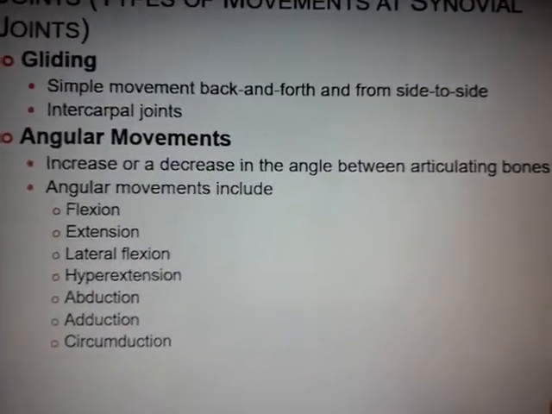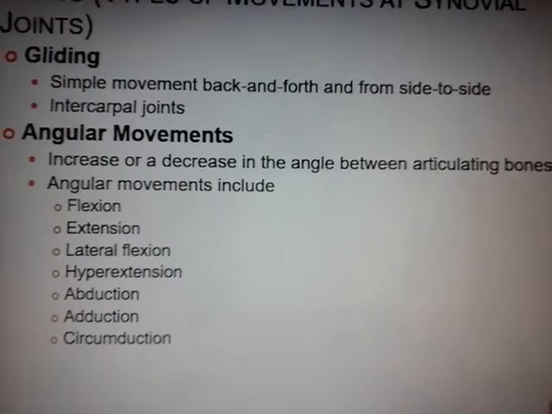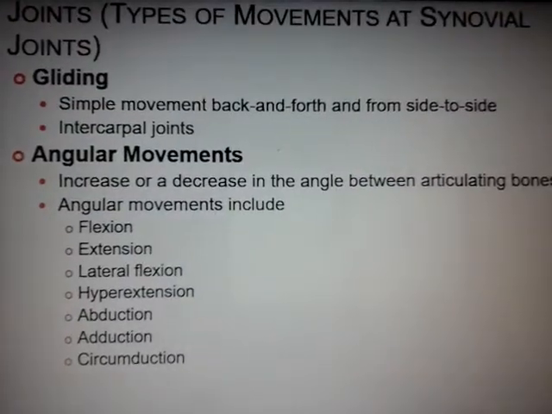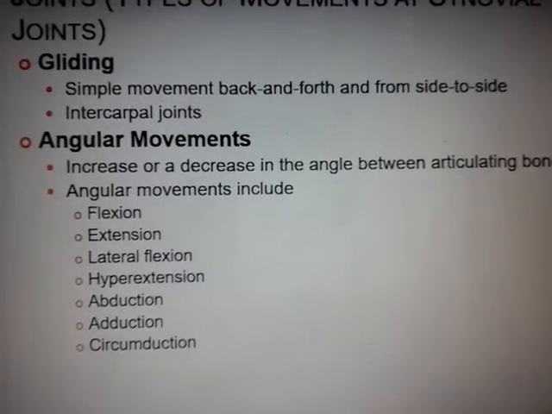It basically gives you more range of motion. You know that you can spin your wrist around. You can go back and forth, and you can go side to side. That is gliding joints. We also have angular movements.